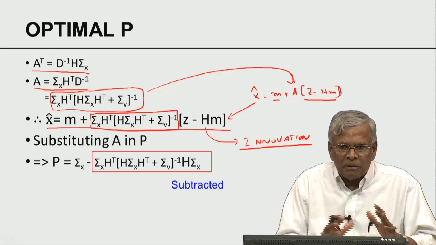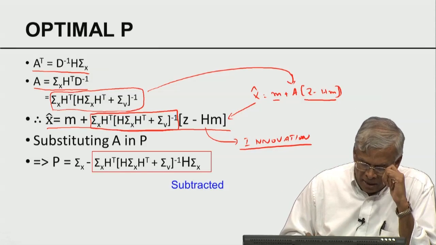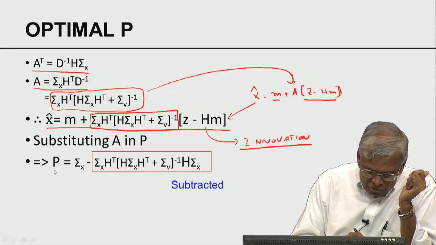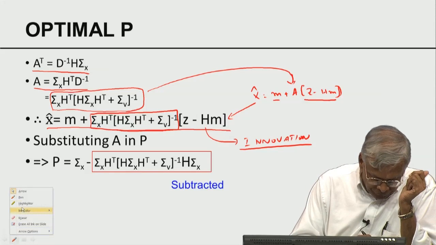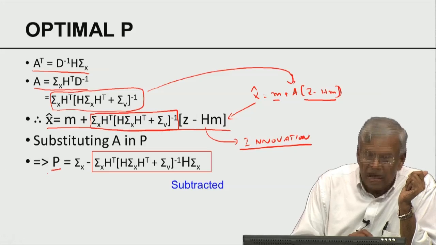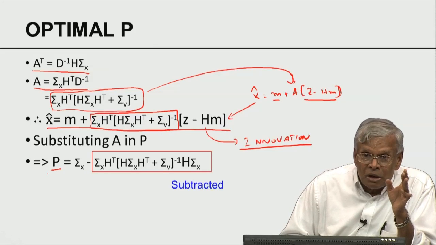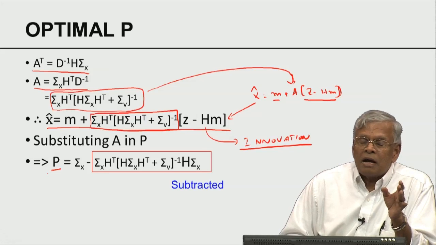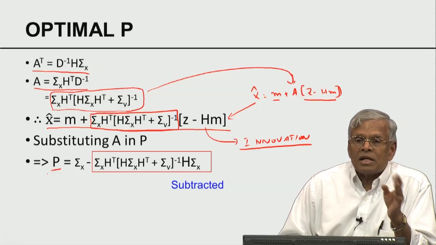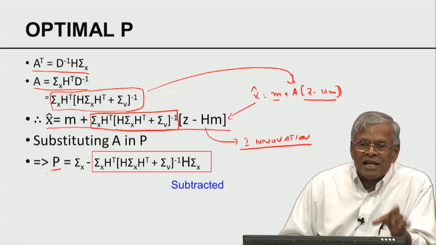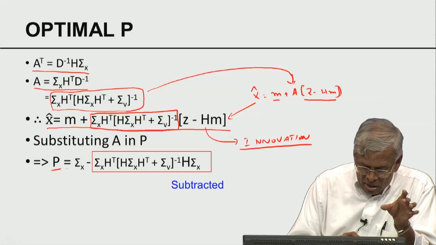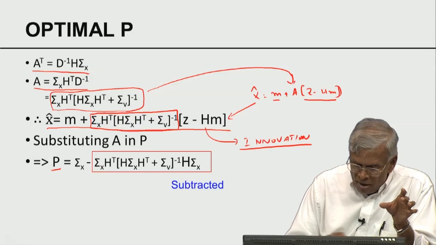Substituting A in P and simplifying, there is a good bit of algebra involved there. You get the matrix P, which is the covariance of the linear unbiased estimate with minimum covariance, the covariance of the estimate where the total variance is minimum. The covariance structure takes this particular form.